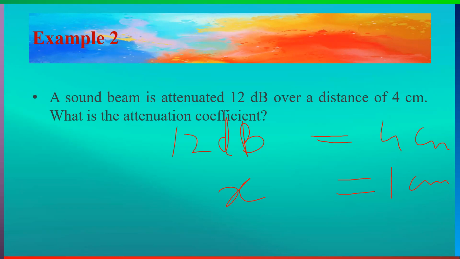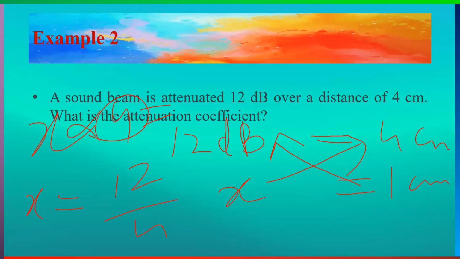So we are going to find the attenuation coefficient by cross multiplying, and here you can see x multiplied by 4 is equal to 12 multiplied by 1. So the 4 in multiplication, we bring it to the other side, and it becomes 12 divided by 4. So 12 divided by 4 is equal to 3 decibel. So the attenuation coefficient will be 3 decibel. That's easy, right?